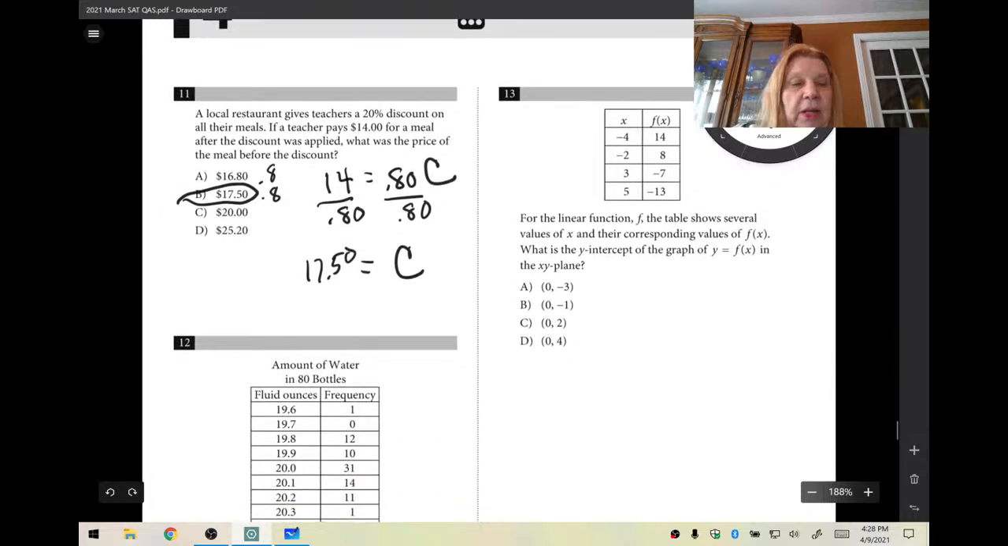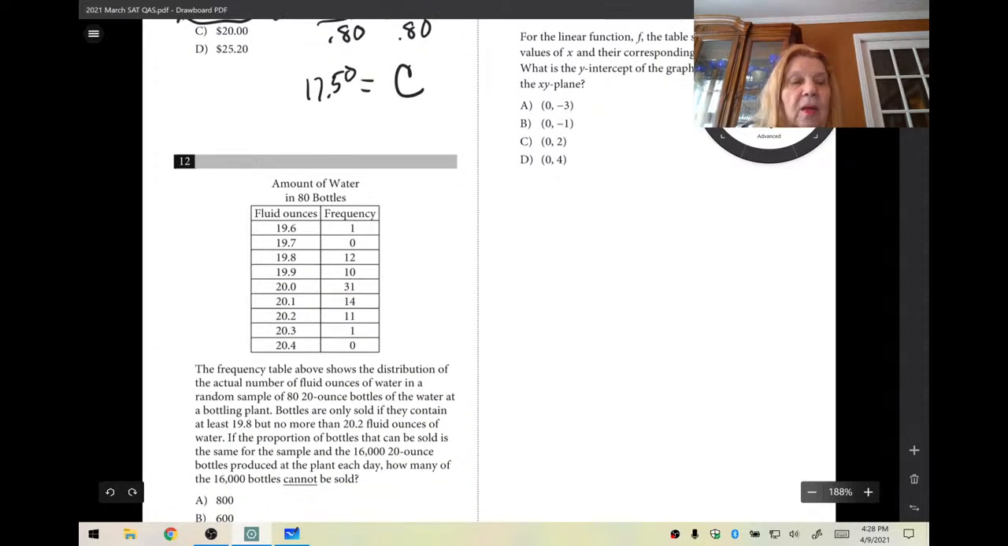Okay, 12 is down here. The frequency table above shows the distribution of the actual number of fluid ounces of water into a random sample of 80 20-ounce bottles of water. Bottles are only sold if they contain at least 19.8, but no more than 20.2. So they have to be in this realm right here. How many of the 16,000 bottles cannot be sold?